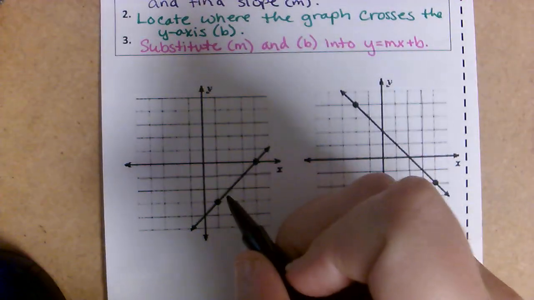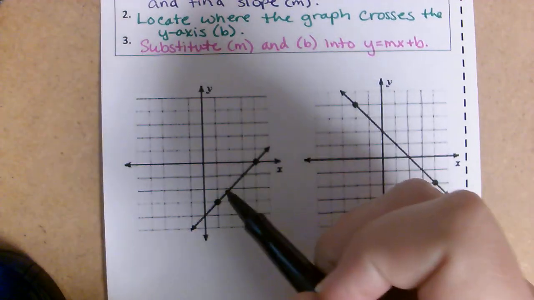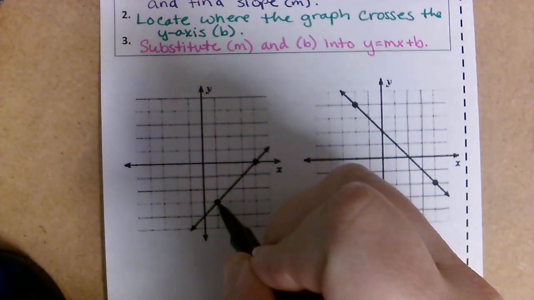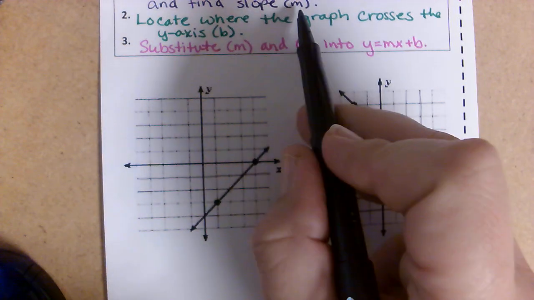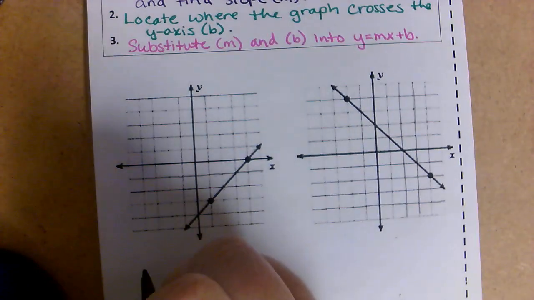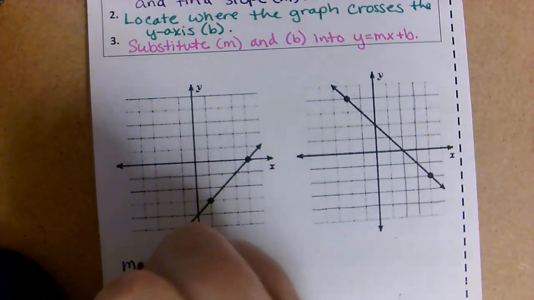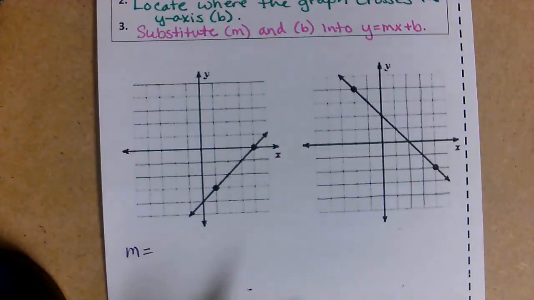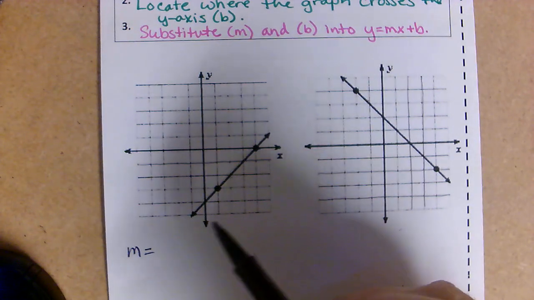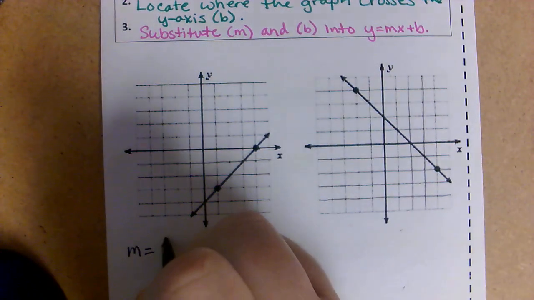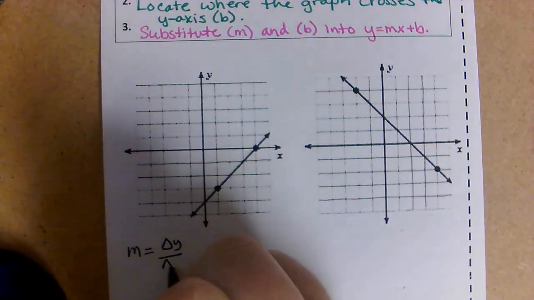So first thing we're going to do is locate our 2 points. I'm going to start on the left one because I read the graph left to right, and I have to find the slope. Remember, slope is our m, which is our rise over our run. It indicates the steepness of the line, and the way I find that is by looking at my change in y over my change in x.